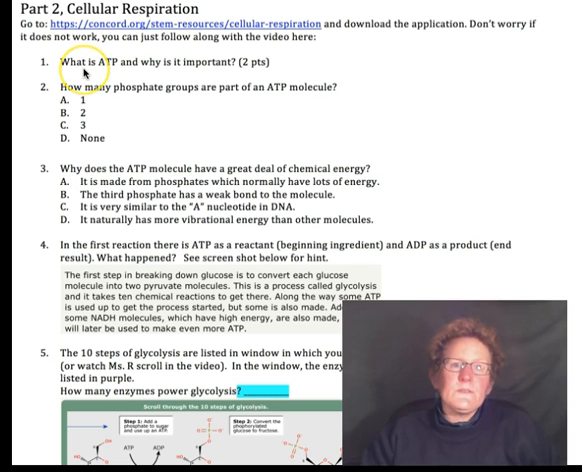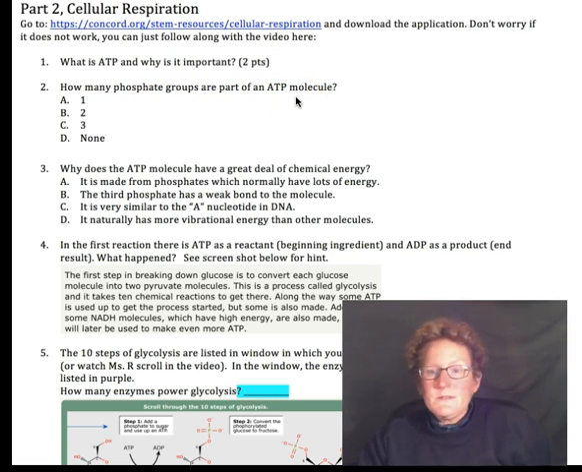So now we've answered the first 3 questions. We know what ATP is and why it is important. It's adenosine triphosphate, and it fuels all the reactions in the cell. How many phosphate groups are part of the ATP? Well, it's adenosine triphosphate, just like a tricycle has 3 wheels.